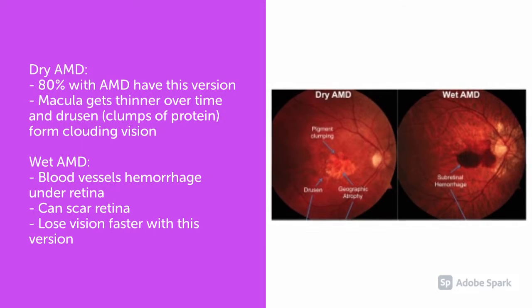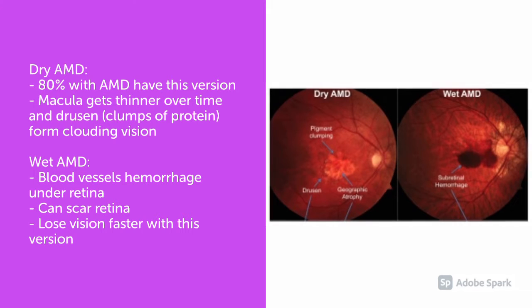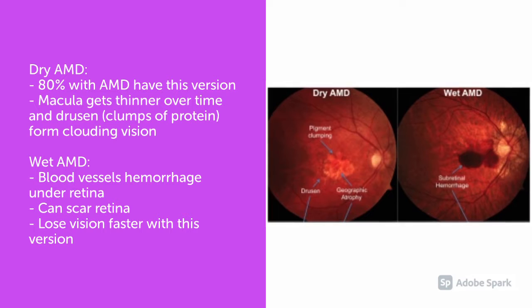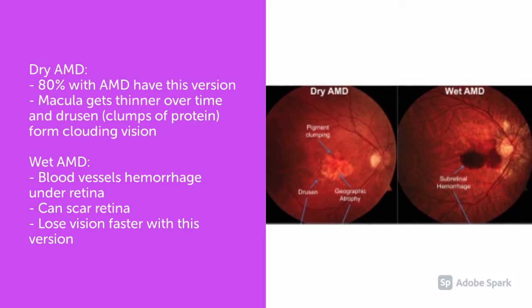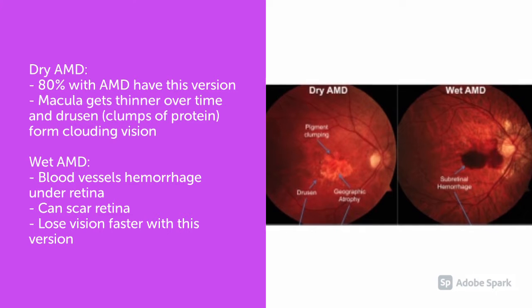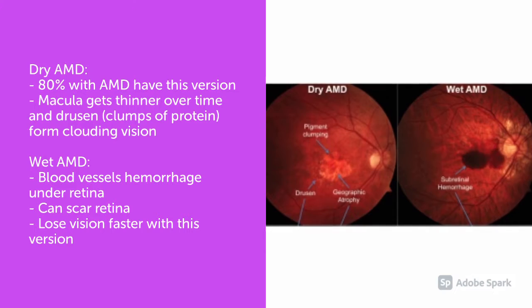Dry AMD is the more frequent impairment, as 80% of all people with AMD have this version, and this means that the macula will get thinner over time and drusen, or clumps of protein, form which cloud the vision. And wet AMD is when blood vessels hemorrhage under the retina, which can scar the retina, and with wet AMD you lose vision faster than with dry AMD.